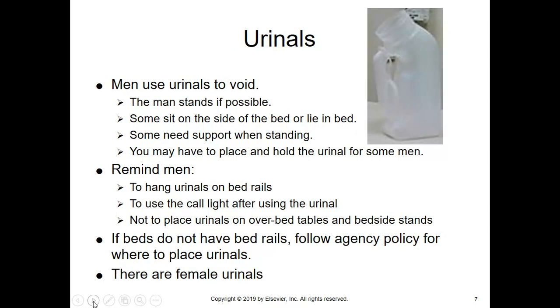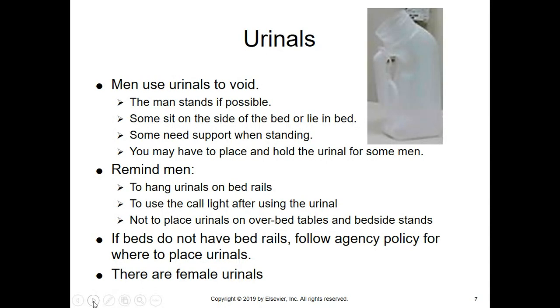Okay. Men. So men, in order to urinate or void, remember the word void means urinate, they use a urinal. The man stands if possible. When you think about it, if a man is going to urinate, he stands over a toilet. So if we're going to give him a urinal, or a jug, it looks like a jug, to pee in, and he naturally all his life has stood up to pee, why would we not try to stand him up and let him use the urinal? So they like to sit up or stand up and use it. If they cannot stand up, they're not strong enough, they might sit on the side of the bed and hang the urinal down.